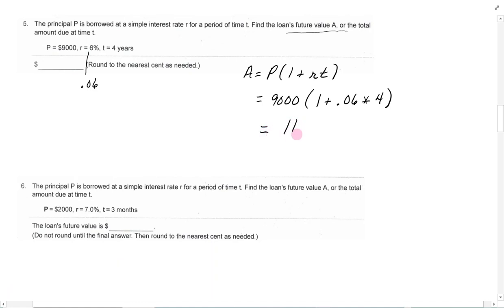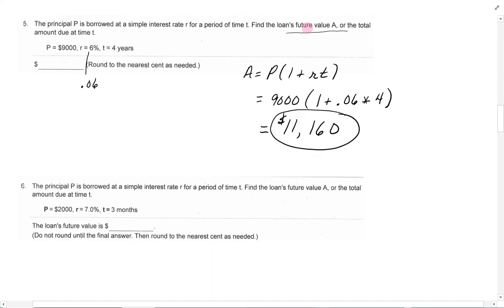We got $11,160. Now that's the future value. That's the total of what you'd have to pay back. Part of that is the $9,000 that you borrowed. The rest of it is interest. I could certainly subtract to get the interest, but this question just asks for the loan's future value.